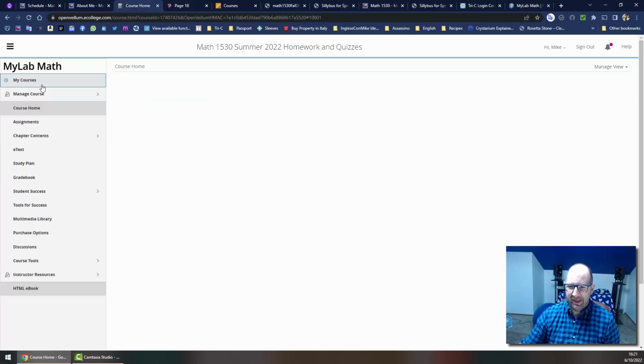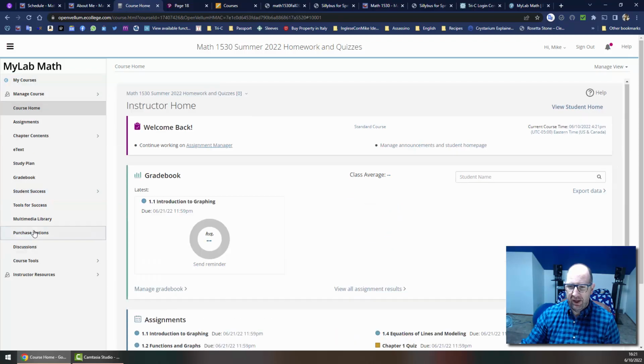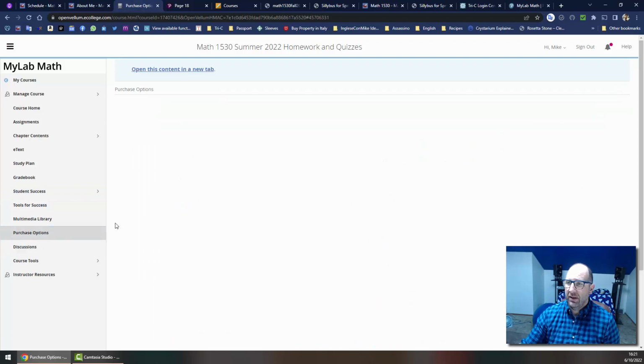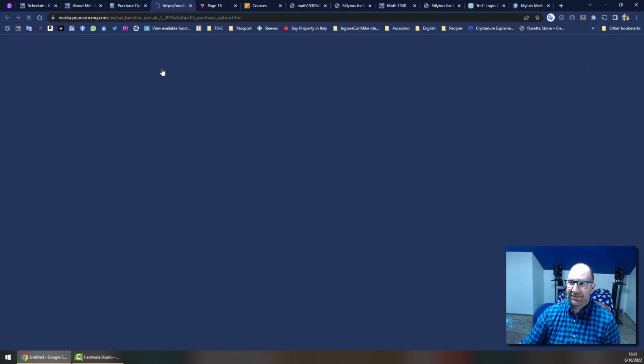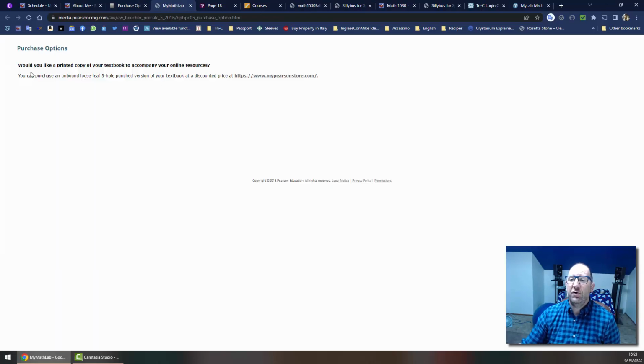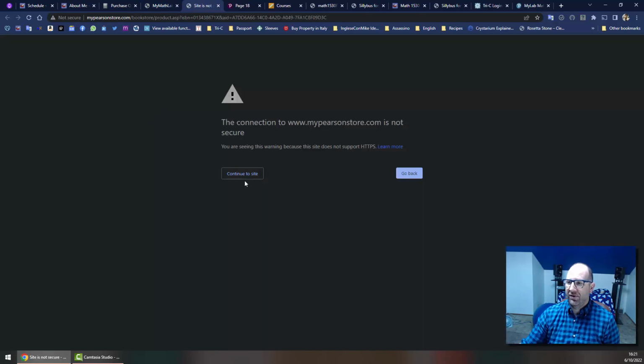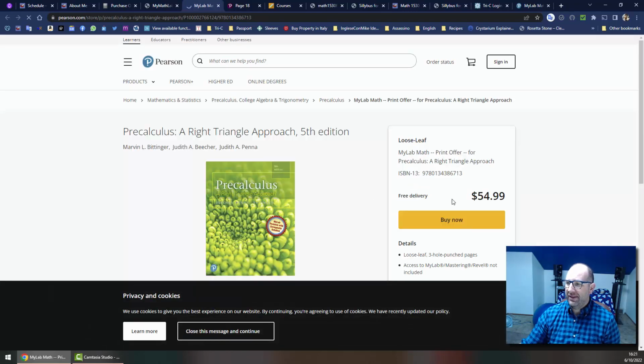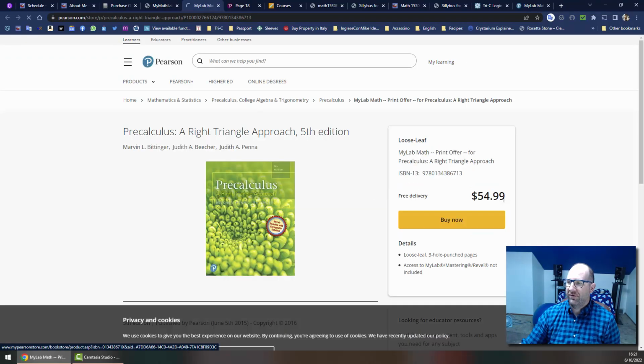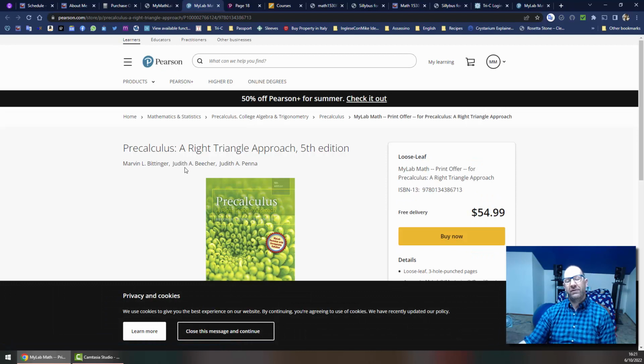And then the last thing I can show you is under Purchase Options, open this content in a new tab. I don't know what's going to happen. Okay, if you want to purchase a printed copy of the book, which is the 3-hole punch, you will click on that, go to My Pearson Store. Oh, that's always a good sign. And then, yep, there you go. $54 for the pre-calculus. I don't know what the 1470 book is. I'm assuming it's going to be around the same price.